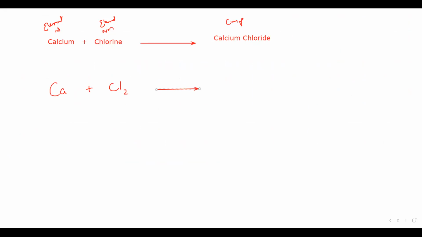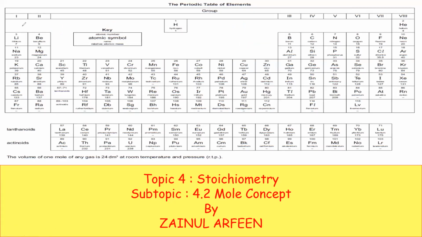When it is a compound, we have to use the valency. So we have to write a formula for a compound which contains calcium and chlorine. Calcium is group 2, which is plus 2, and chlorine is group 7, which is minus 1. So when we cross multiply, this 1 will come with calcium and 2 will come with chlorine. So the formula for calcium chloride will be CaCl2.